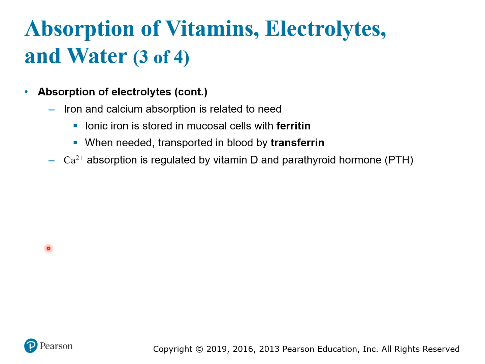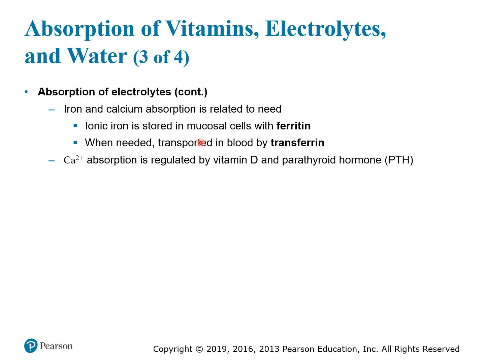All right, so the absorption of iron and calcium is related to need. The rest of the electrolytes are absorbed freely along the length of the small intestine, but iron and calcium need to be regulated. Their absorption needs to be regulated. Iron is stored in the mucosal cell with ferritin, because we know iron makes compounds in its reduced form. It can be dangerous.